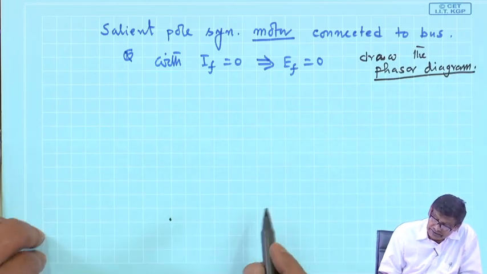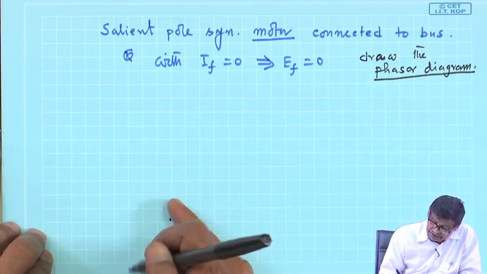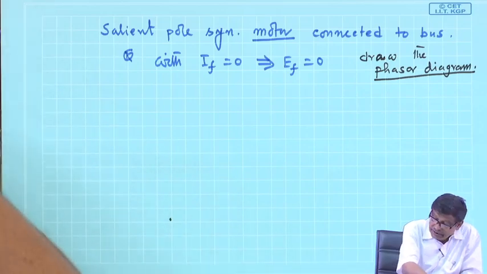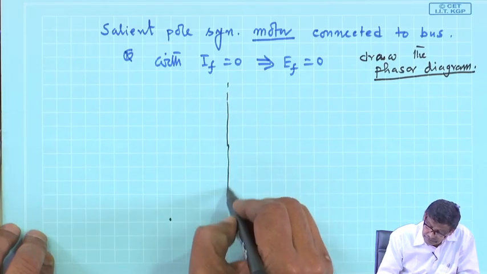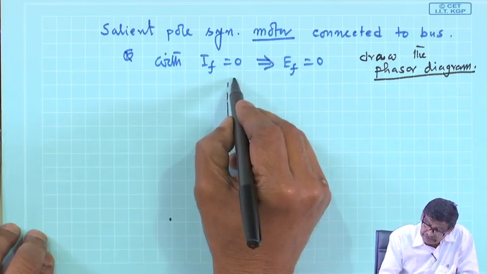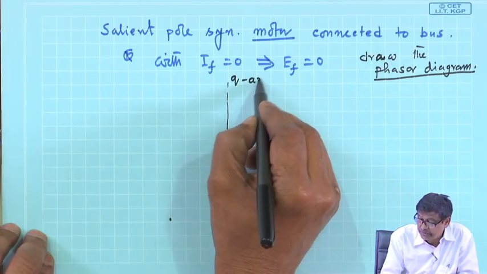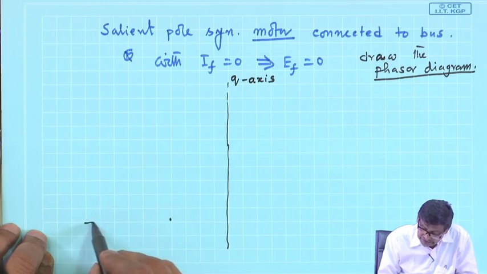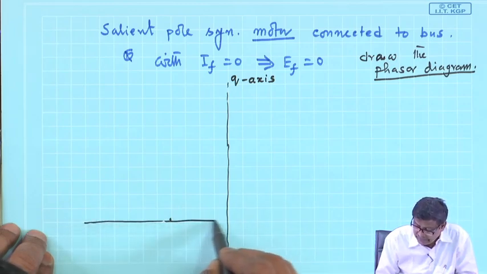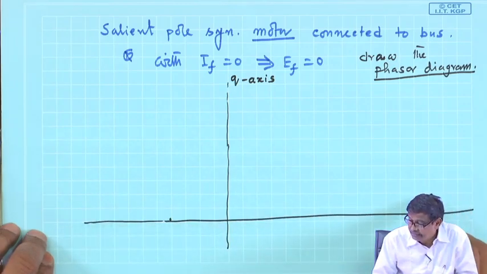So, once again I go by that rule. I first draw the q axis, that is, I mark it as q axis, that is all. Then your d axis will be at right angles, draw it.